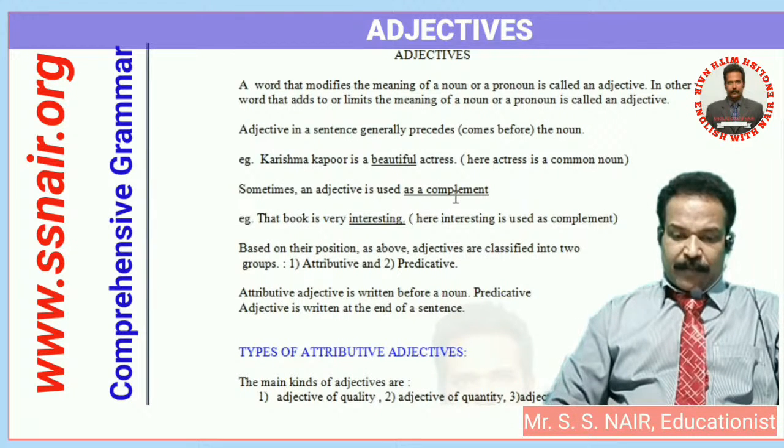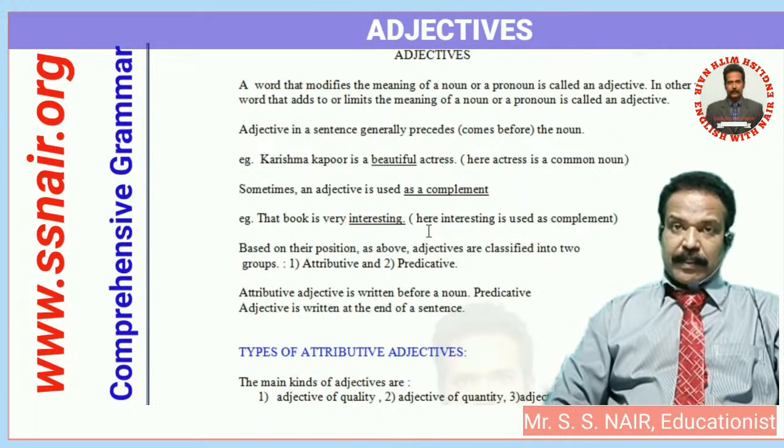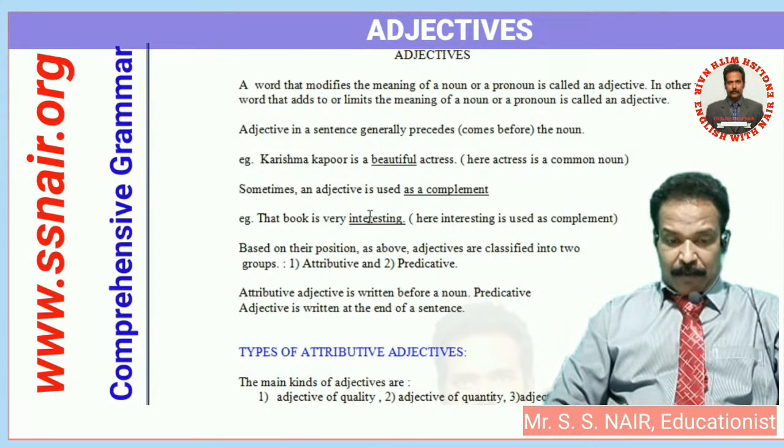Sometimes an adjective is used as a complement. That book is very interesting. Now in this example, here interesting is used as a complement. So you see there is no noun after interesting, but still interesting is an adjective and it is called a predicative adjective. It is used as complement here because it's telling something about the book. How is the book? The book is very interesting.